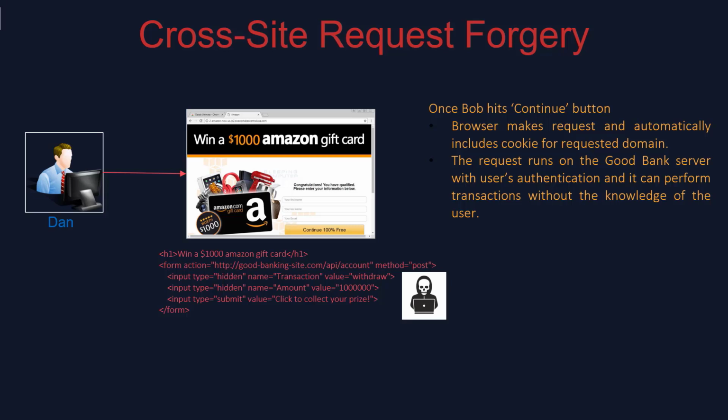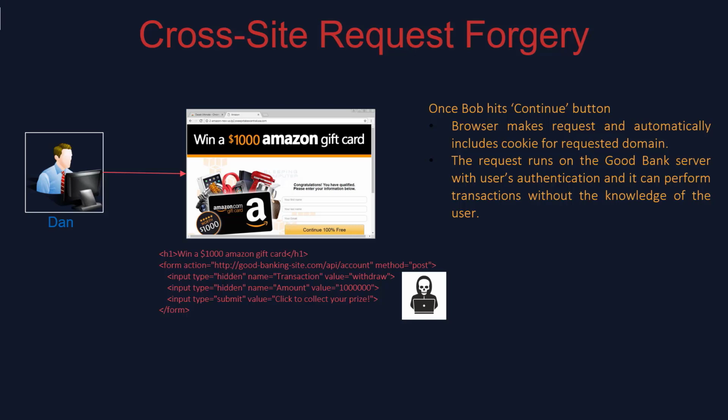and automatically includes the authentication cookie for the requested good website domain, since it is still valid inside Dan's browser. So as soon as he hits continue, the request will go to the bank server with the credentials from the cookie, and it will perform any actions that the authenticated user, which is Dan in our scenario, is allowed to perform. This scenario does not require any action or input from the user other than initially visiting the malicious website. This is how a cross-site request forgery attack takes place.